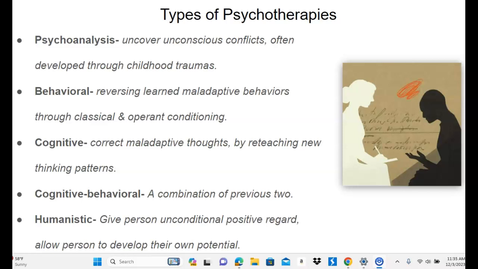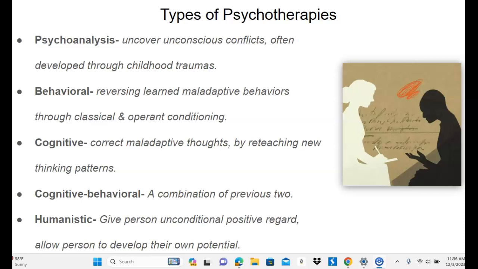In the cognitive approach to therapy, the goal is to correct maladaptive thinking and to teach the person new thinking patterns. The belief is that the way that we think and the way that we're interpreting things that are happening to us through our thinking, that's what determines the way that we feel and the behaviors that we take. So the focus is to change those thought patterns.